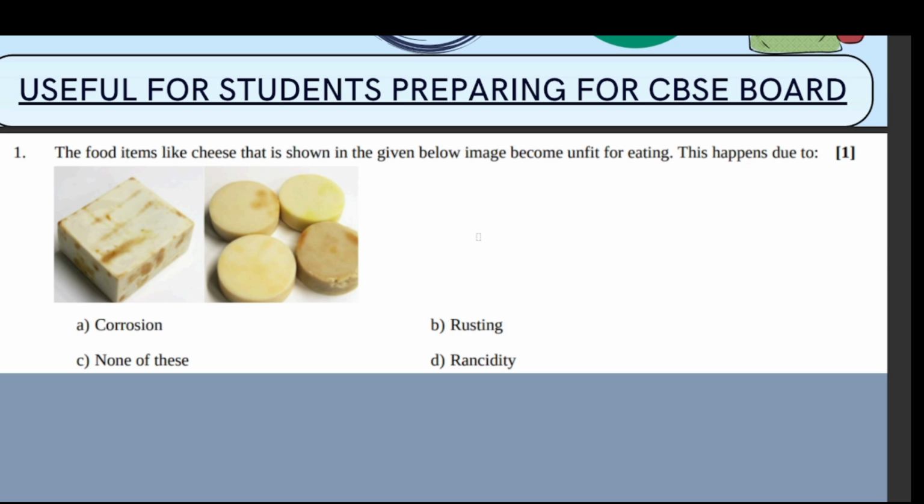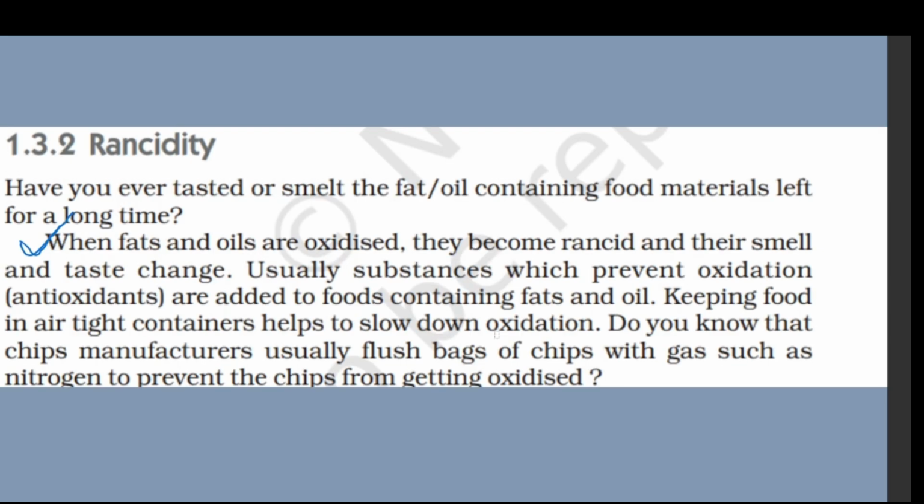The question given here is: food items like cheese, shown in the image below, become unfit for eating. This happens due to, as you all know, rancidity. And what is given in the NCERT? In the NCERT it is given that when fat and oil are oxidized, they become rancid and their smell and taste change. So you may highlight this section in your NCERT as well.